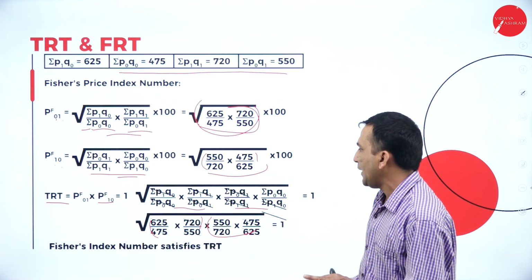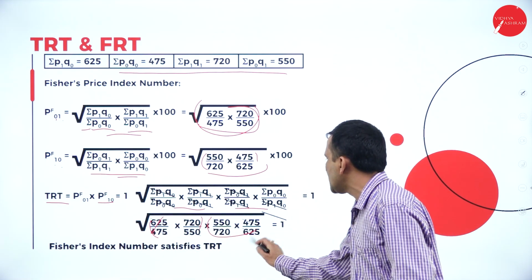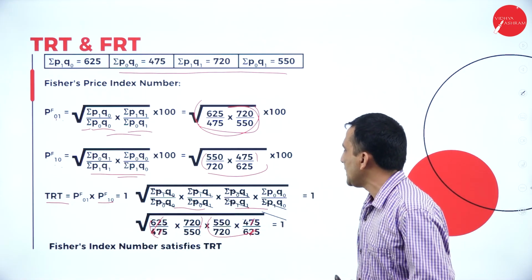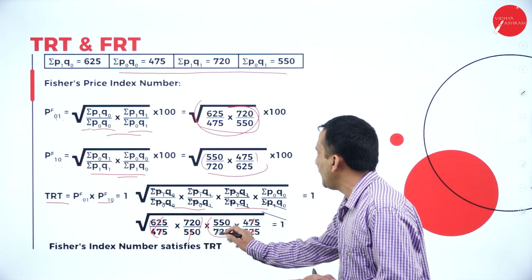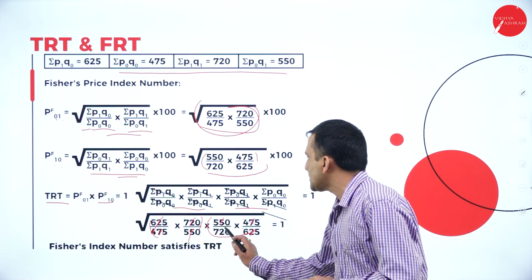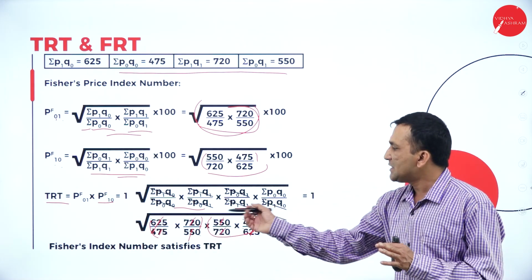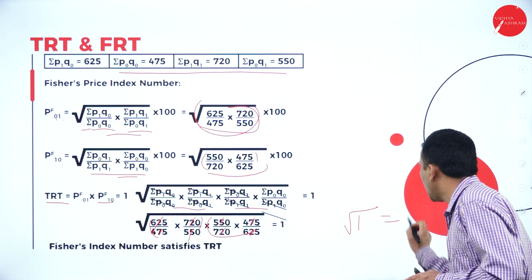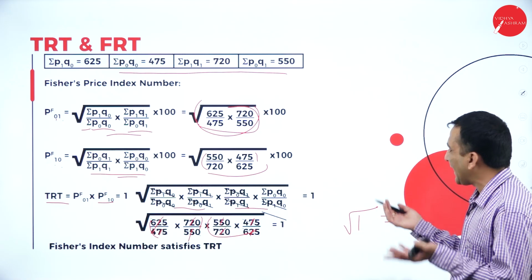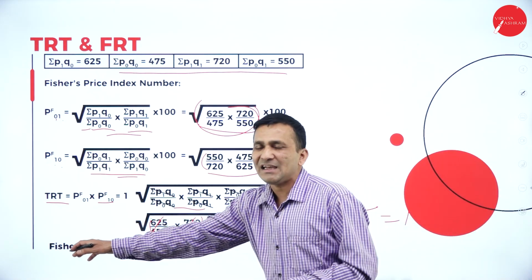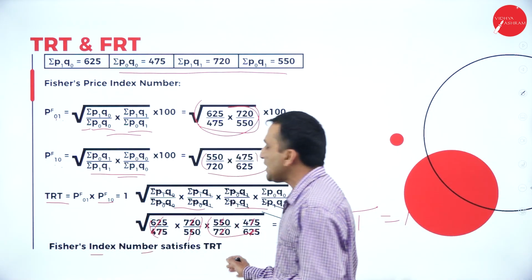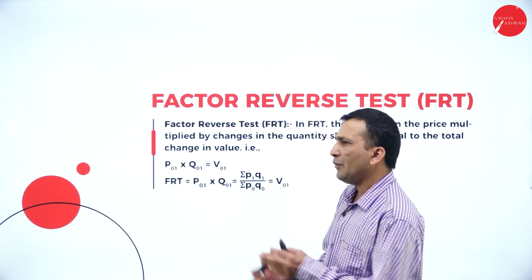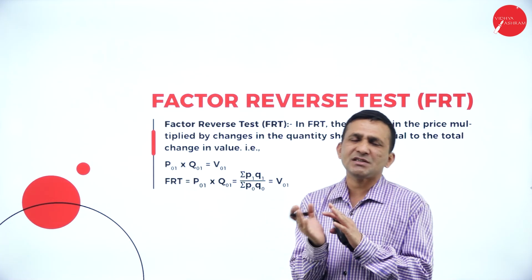Now easily you can find out 625 is cancelled, 625 is cancelled, 475 is cancelled, 475 is cancelled. 550 cancel, 550 cancel, 720 easily cancel. Inside nothing is there, means you need to assume square root 1, equal to 1. If you remove the square root, you are getting 1 only, so that we can write the comment: Fisher index number satisfies the TRT.